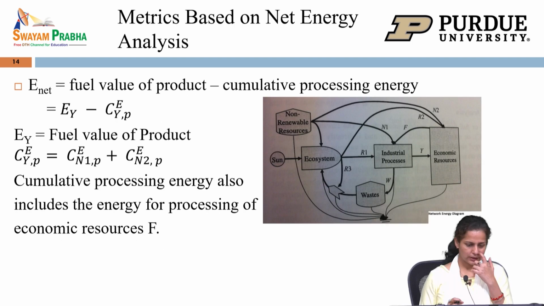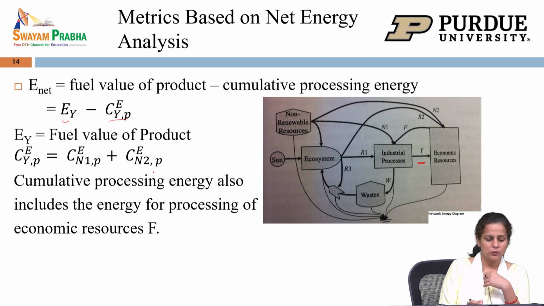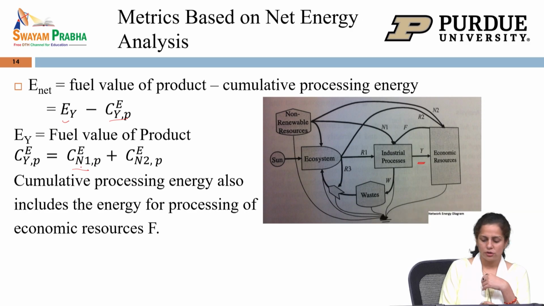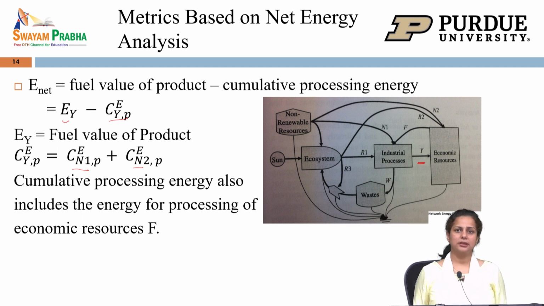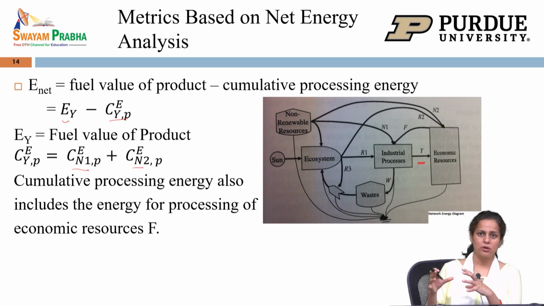So, here you can calculate E net as the fuel value of product, which is EY. Remember, it is the energy in the product that is being provided, and we have the CYEP, which is mainly the total energy consumed, which is CN1P. So, mostly it is the cumulative energy for the non-renewable. N1 is your non-renewable and N2 is also the non-renewable that is going in the economy. The distinction with the process here is that we now have a whole life cycle network and also the economy, the part which is not included in the process.